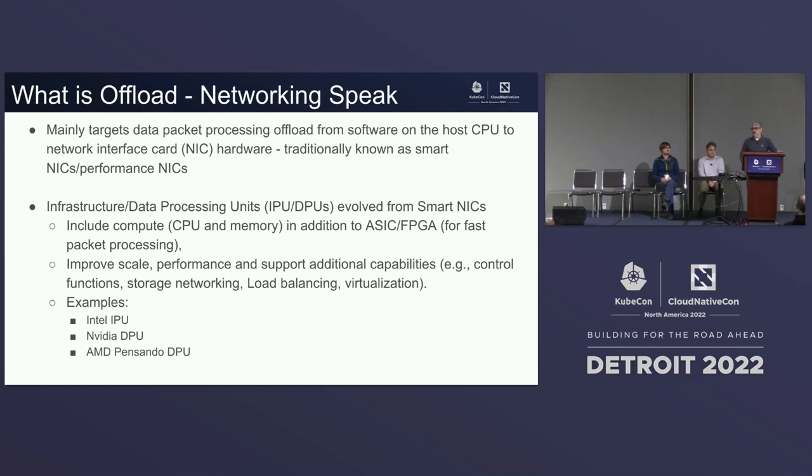As examples, if you're aware of what's going on in the market, there are multiple such NICs available today. From Intel, there is the Intel IPU that has been announced, I believe, not long ago. The Nvidia DPU, and there is Pensando AMD. This is only to mention examples, not to bias for these.